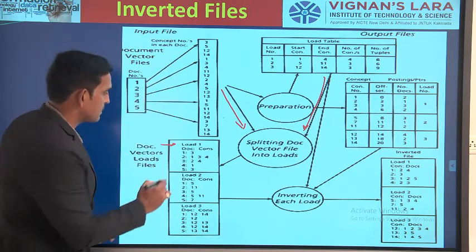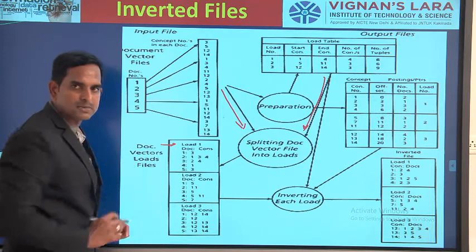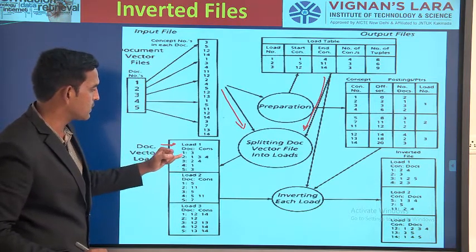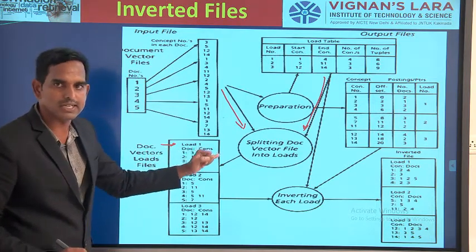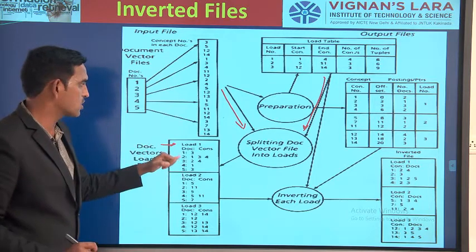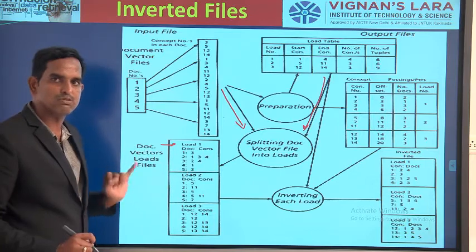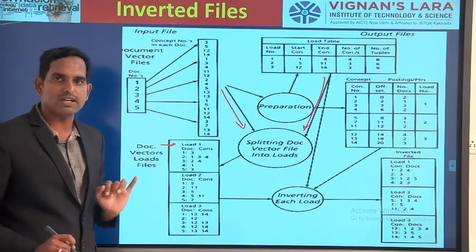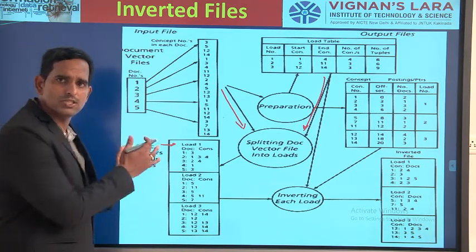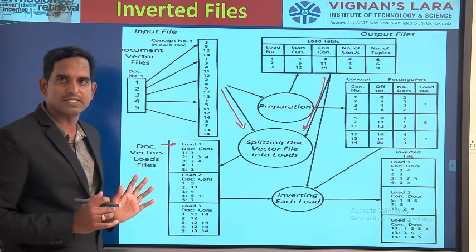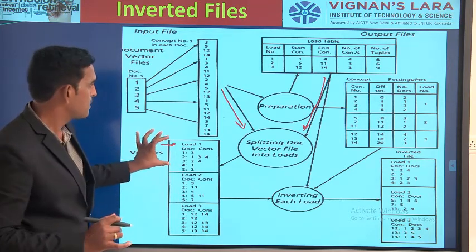In the first document, only concept 3 is present. In the second document, we have concept 1, concept 3 and concept 4. In the third document, we have concepts 2 and 5. In the fourth document, we have concept 1. In the fifth document, we have concept 3. Like this, we will create our memory splits.